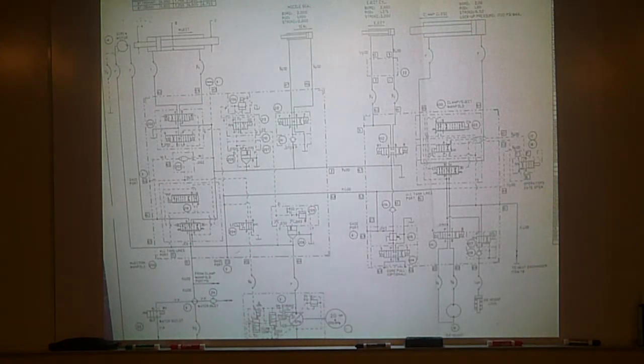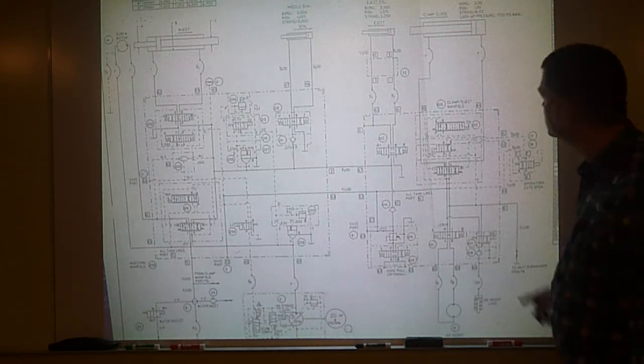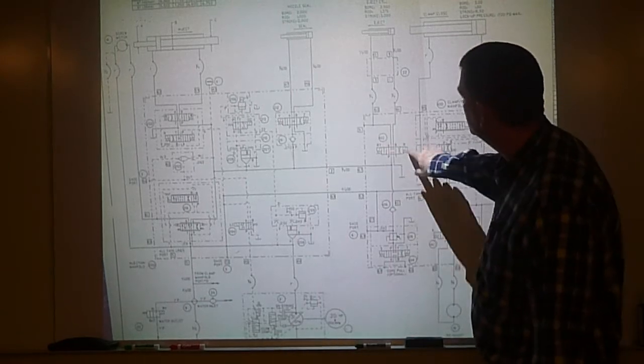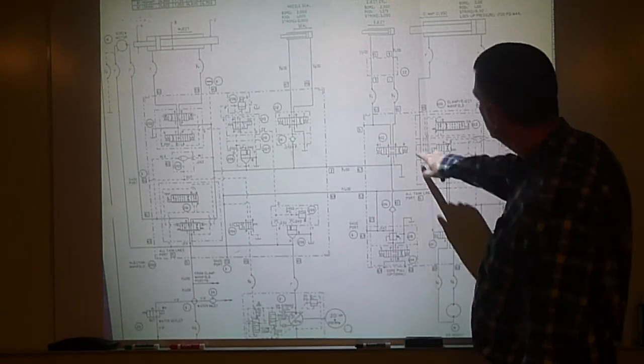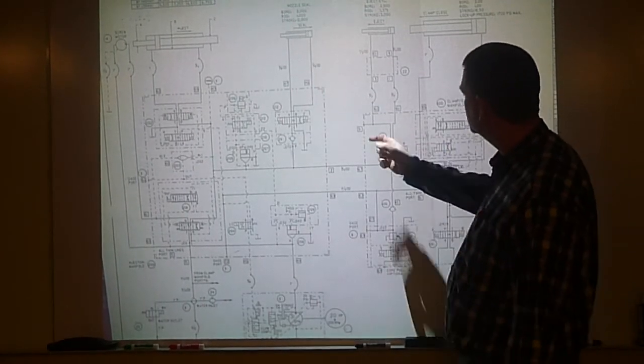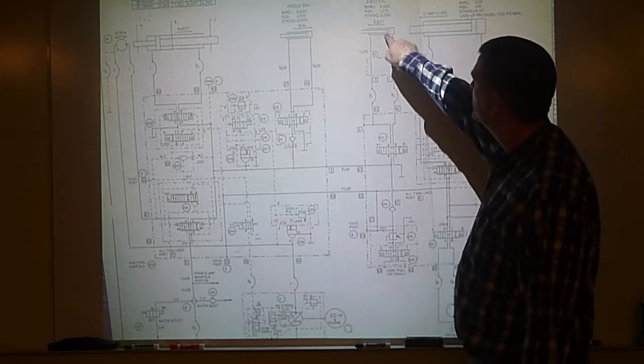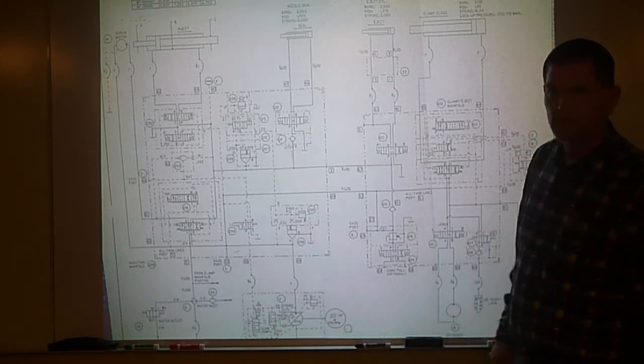Next question has to do with the solenoid R on valve 102. Valve 102 is right here. If I energize R, move this over this way, what happens to the cylinder? Does it advance or return? You'll need to know that.